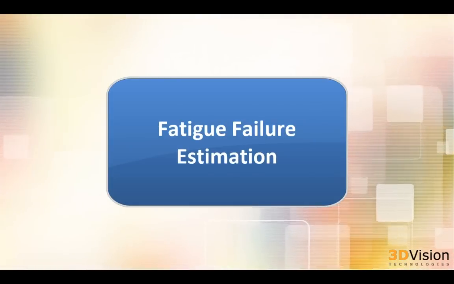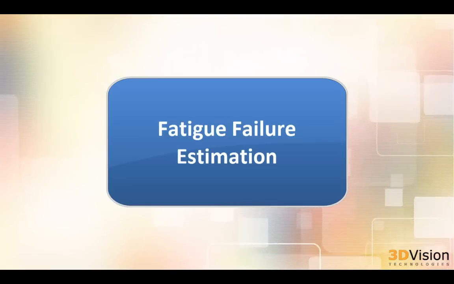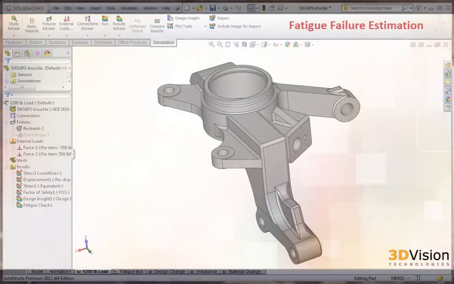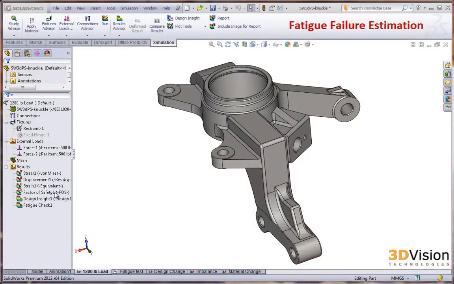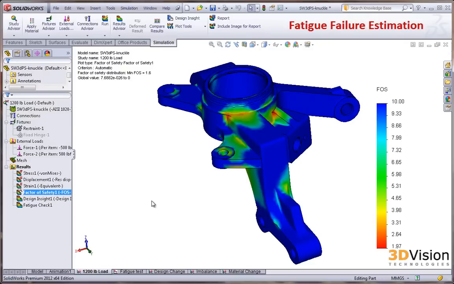Reason 2. Fatigue failure estimation. Let's take a look on how it's possible to determine the longevity of a design using Simulation Professional. Using SolidWorks Premium, it's already been determined that the safety factor of this design is almost 2. This passes the design goal. However, will it last its intended life of 500,000 cycles?